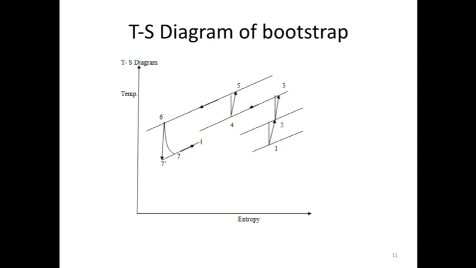After point 6 there is a second turbine, where the expansion takes place to the desirable condition. It reduces the temperature and pressure to the desirable point, and after that it is sent inside the cabin, where point I is. Okay, so this is the TS diagram of the bootstrap system.